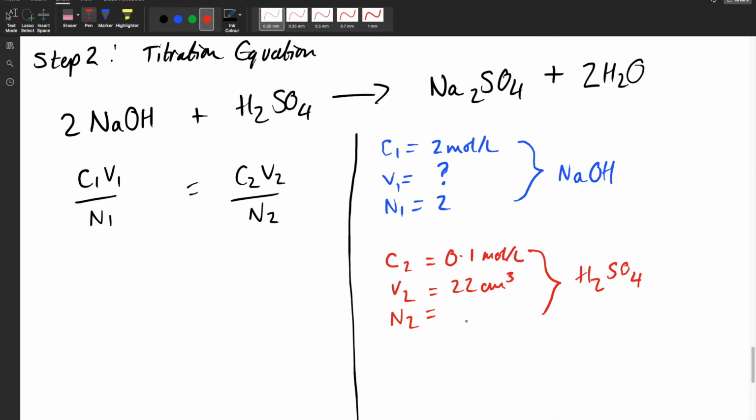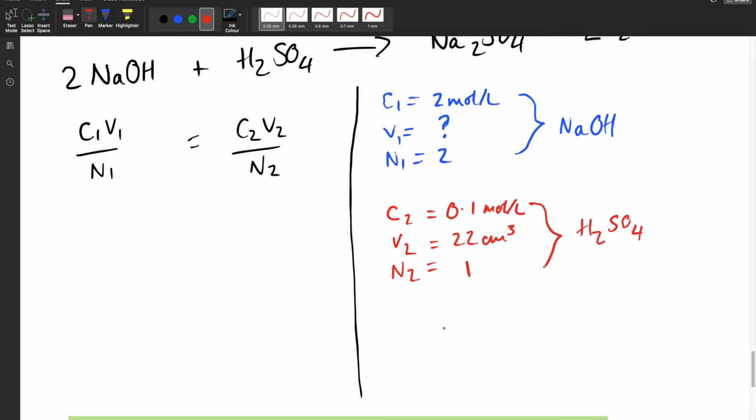And we also know our N is 1 from that. So just like we did before, what we're doing is we're plugging all of these numbers into our equation here. So we know that C1 is 2, but we don't know V1. We know that N1 is 2. We know C2, V2 and N2 this time, which is great. So we can plug all of them in.